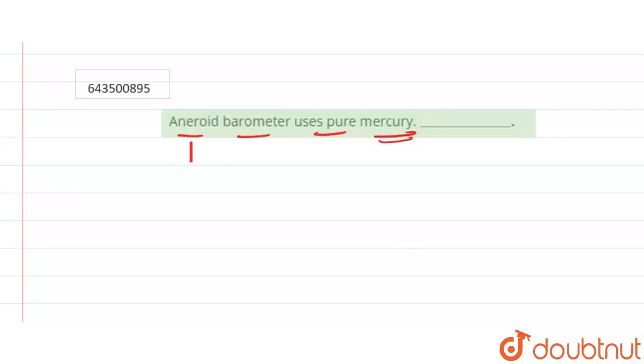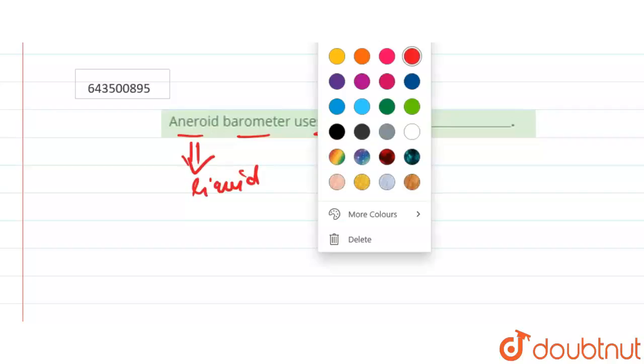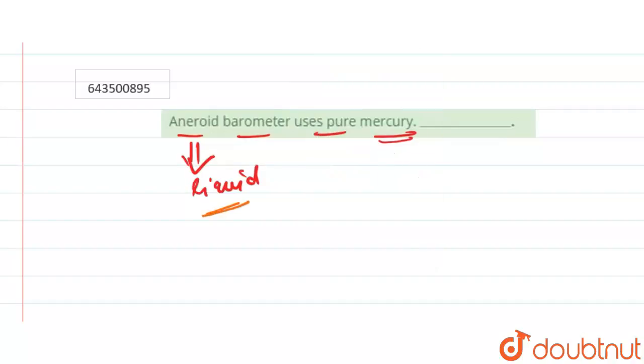Do remember that aneroid barometers are such barometers which do not actually use liquids. Okay, so they are not liquid based barometers, and when we talk about such barometers, they are not using liquids. So do remember that aneroid barometer uses mercury is a false statement. They do not use mercury.